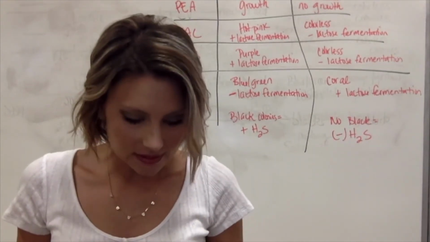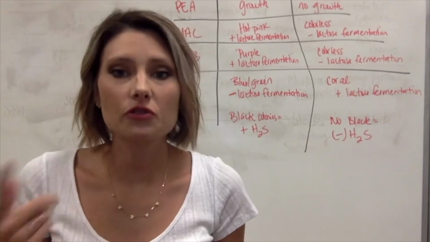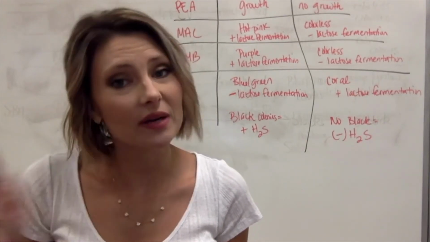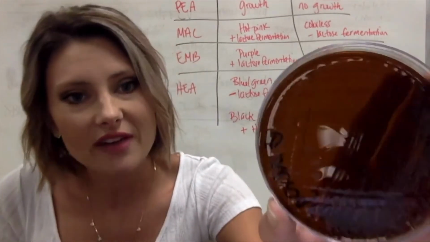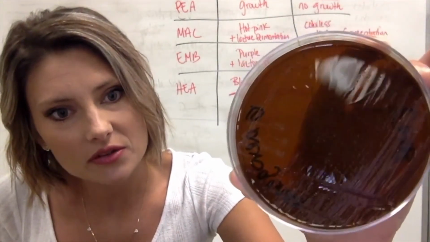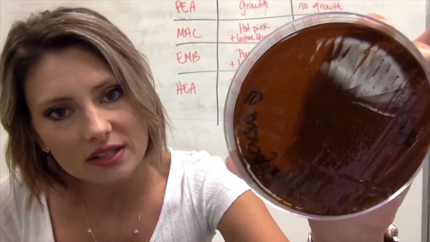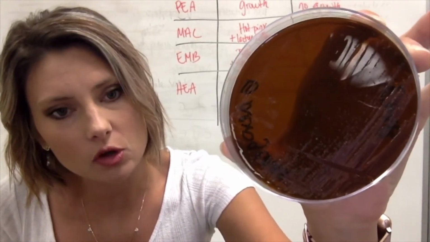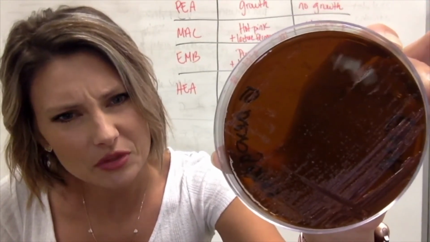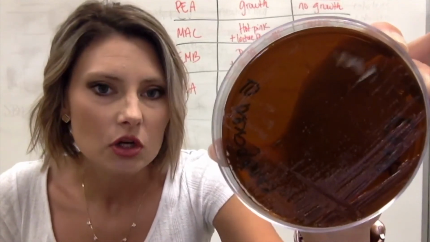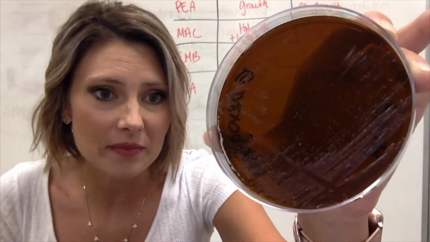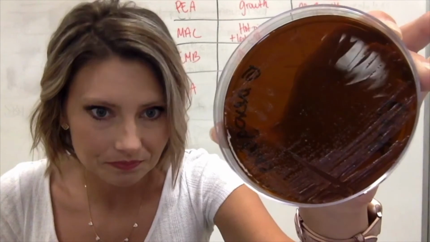Now, let's look at Enterobacter. Enterobacter is gram-negative, and it is a lactose fermenter, but it's not E. coli. So let's look at that result. So here's that. You see the purple lavender color? If I were to let these grow a little bit longer, the colonies would get a little bit bigger, but you can still see that purple color. So it is a gram-negative lactose fermenter.